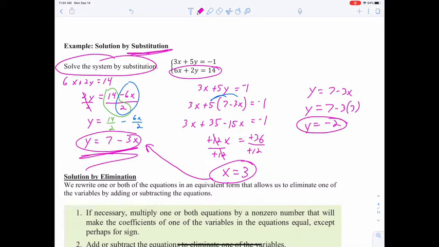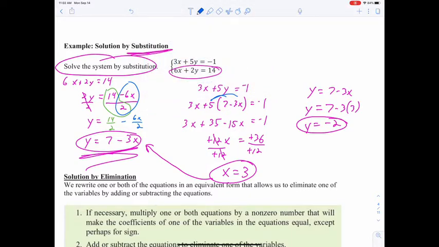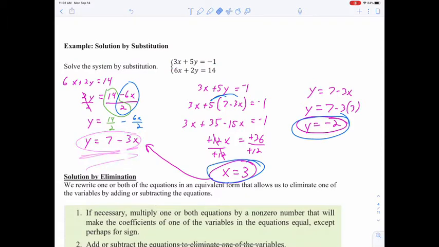All right, so now we have x and y. Now, to check it, I'm not going to actually show it right now, but what you're going to do is take this x equals 3 and y equals -2, and plug in separately to each of these two equations. Right? We can do a quick check. Let me clean this up here.